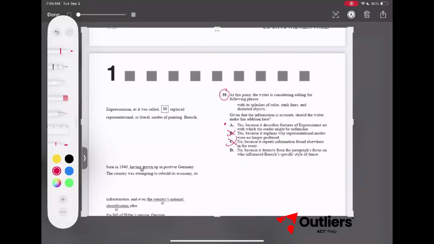D, because it detracts from the paragraph's focus on who influenced Bach's specific style of dance. No, that's not true. It really doesn't take away. We need to know this information, and it hasn't told us this information yet. So this confirms that answer A is the right answer.